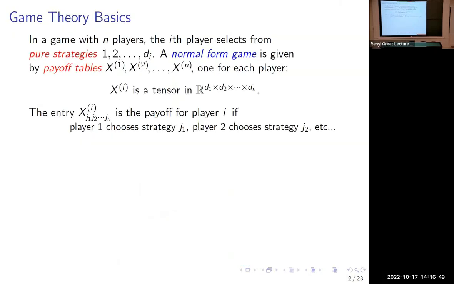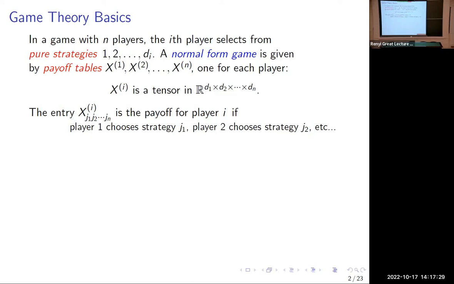So I'm going to start out with some basics from game theory. This is going to be a game with n players in normal form. And the ith player has d_i strategies to choose from. I'll just label them 1 up to d_i. And the game in normal form is given by n payoff tables. These are actually tensors, and they all have the same format. So it's a tensor of format d_1 by d_2 by up to d_n.